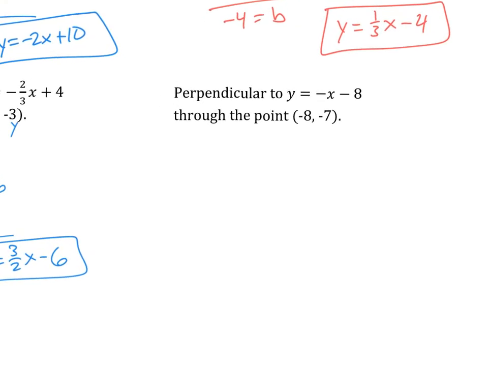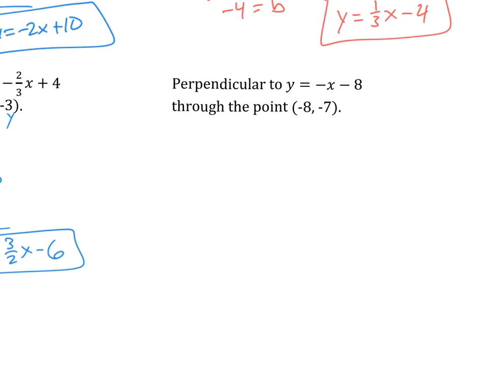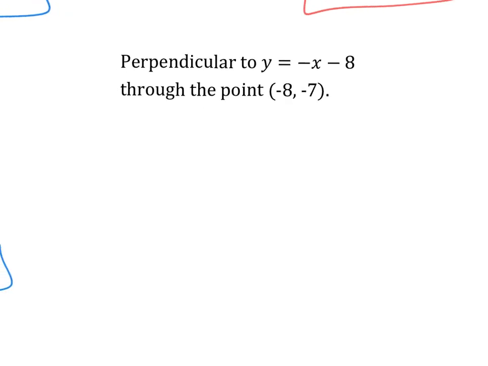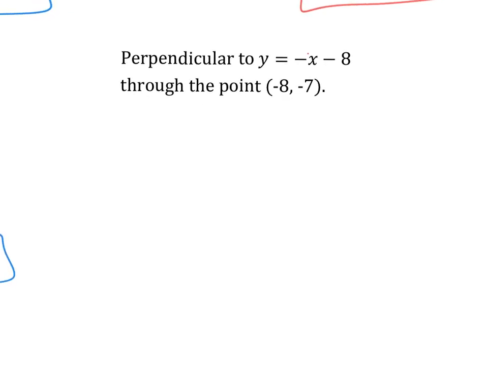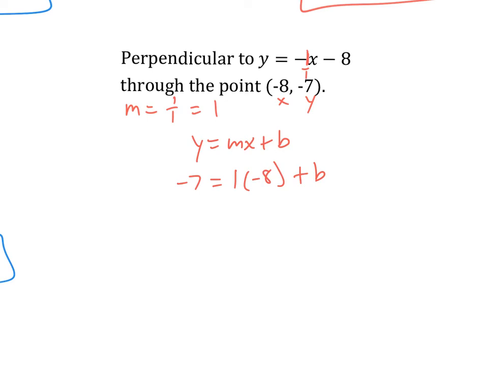Okay, and then let's look at one last example here. Perpendicular to y equals negative x minus 8 through the point negative 8, negative 7. Okay, well in this case, our slope is negative 1 over 1. Okay, so our new slope is going to be equal to positive 1 over 1, which is really just positive 1. So we'll have, and then this will be x and y, so we'll have y equals mx plus b. And you get negative 7 equals 1 times negative 8 plus b.